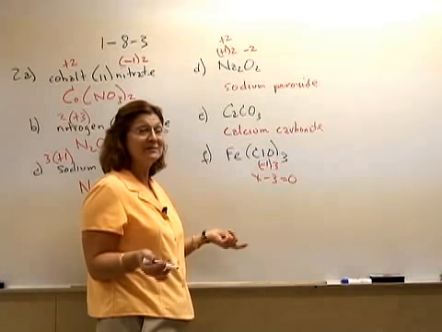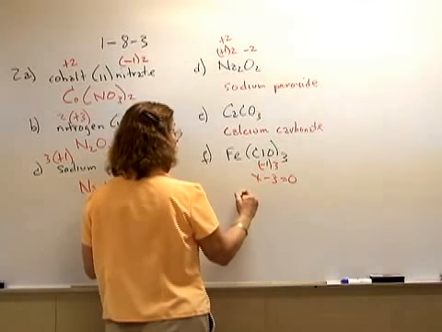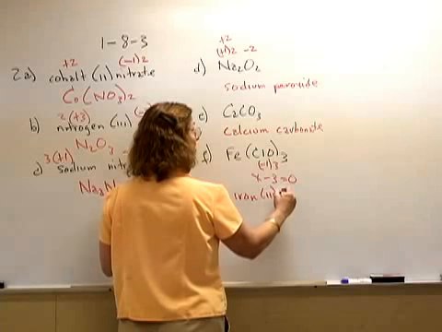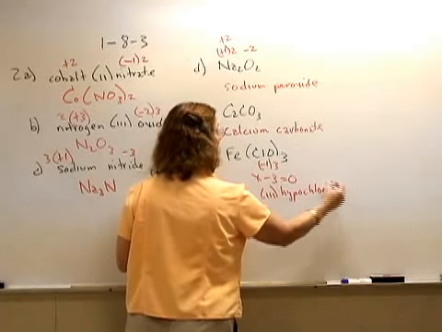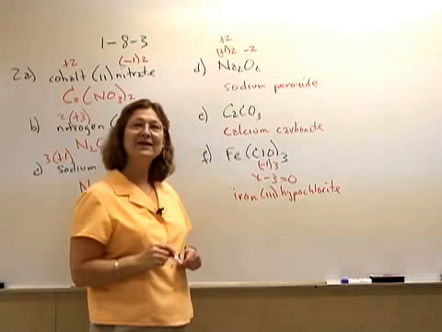And all compounds must always be 0. Therefore, this is iron, Roman numeral 3, hypochlorite. There you have it.